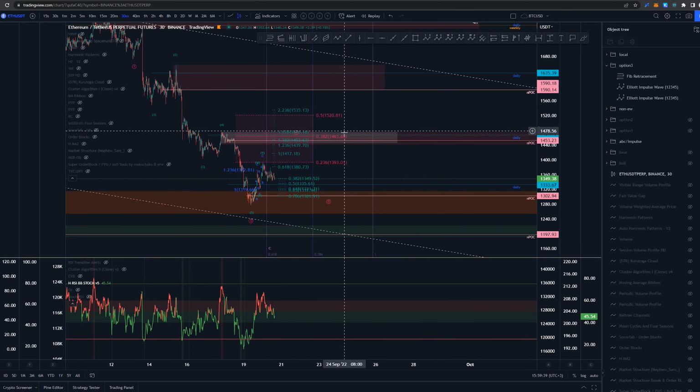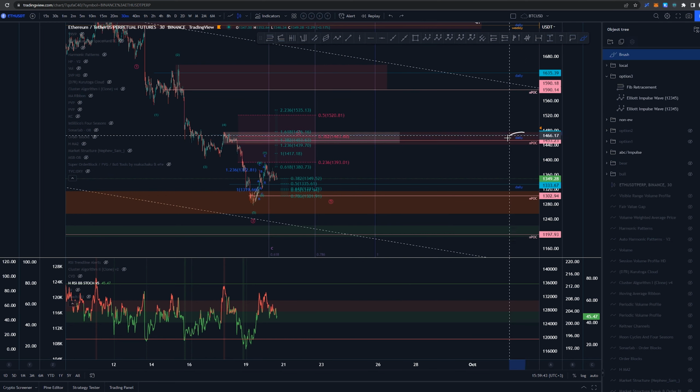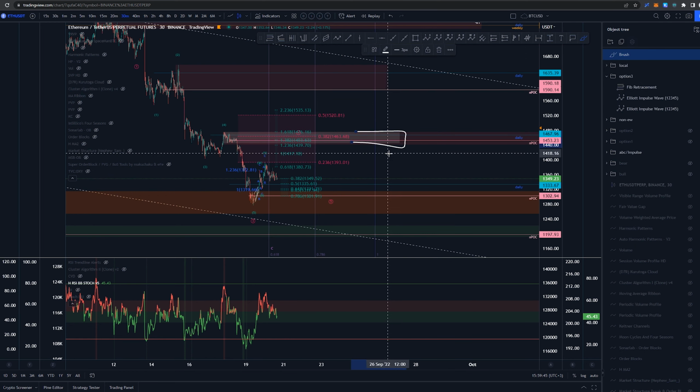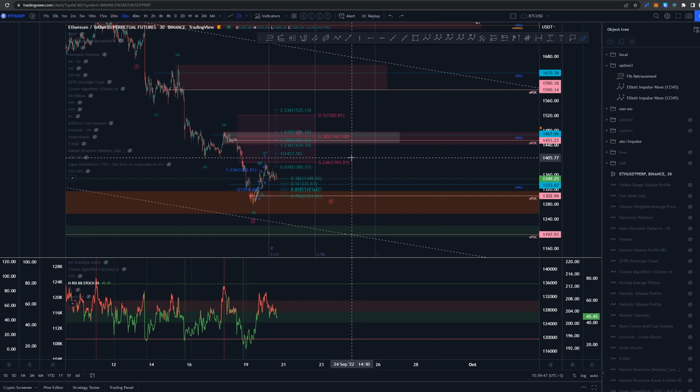But yeah, these are the probable areas that I would be looking for another short setup here. The daily naked point of control, and we had this order block here as well. So yeah, those were the ideal areas to look for short setups. But I think that's enough for now on Ethereum.